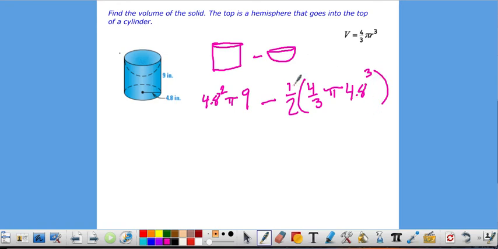I went kind of fast. The reason I'm doing 1/2 is because we only want half of the sphere, not the whole sphere. So now it's just a calculator problem. Just plug it in. I'll do that right now. Pi times 4.8 squared times 9, minus 1/2 times 4/3 times pi times 4.8 cubed. I get 419.82. That'd be cubic inches.